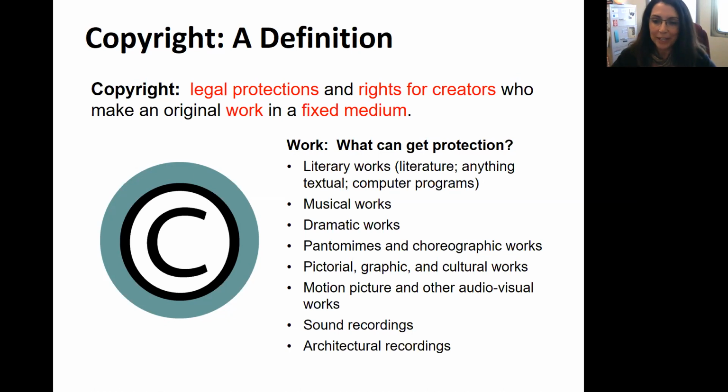Then you've got motion pictures and other audiovisual works. So people make a lot of multimedia art nowadays, movies, little recordings. If I record my dog running around chasing her tail, I can copyright that image if I wanted to. And you could also have sound recordings and architectural works that can be copyrighted as well.